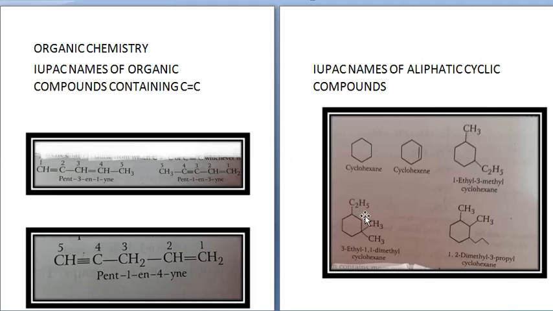Now in this case, one hydrogen is replaced by a methyl group, the other is replaced by an ethyl group. So you will write 1-ethyl. Numbering will be given. The lower number will be given to the side chain which is more branched. So this is more branched. So this will be 1, 2 and 3. So you will write 1-ethyl-3-methylcyclohexane, since all are single bonds.